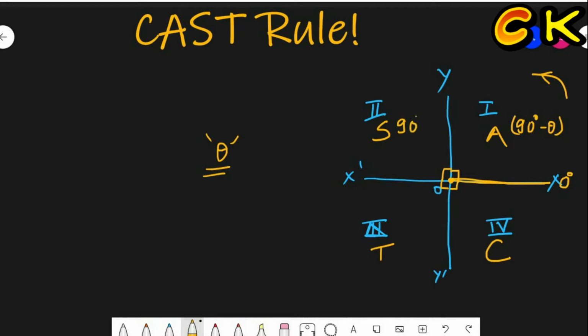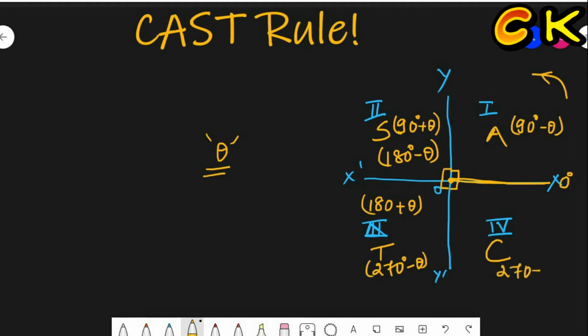Similarly, 90 degrees plus theta: as you know, from here to here it is 90 degrees and plus means moving forward again. So 90 degrees plus theta lies in the second quadrant. From here to here it is 180 degrees, and anything less than 180 degrees lies in the second quadrant. So 180 degrees minus theta also lies in the second quadrant. Similarly, 180 degrees plus theta and 270 degrees minus theta lie in the third quadrant, and 270 degrees plus theta followed by 360 degrees minus theta lies in the fourth quadrant. Similarly, 360 degrees plus theta, where does it lie? It lies in the first quadrant.